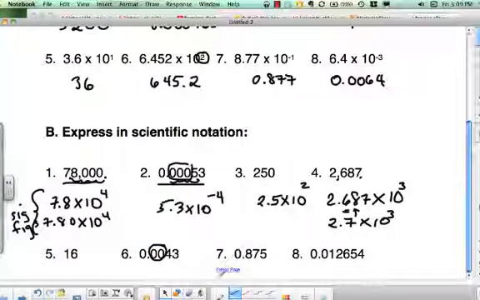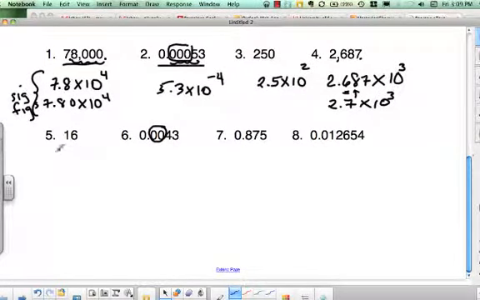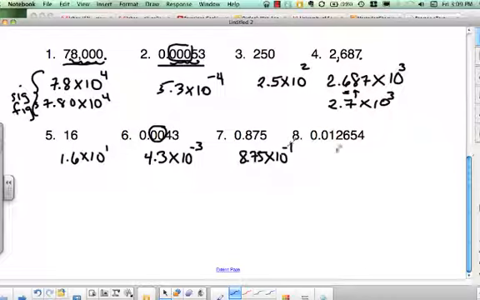All right? And then for number 5, 1.6 times 10 to the 1st. Number 6, 4.3 times 10 to the negative 3, so 1 more than the number of zeros. 8.75 times 10 to the minus 1. And then this last one, 1.2654 times 10 to the minus 2. I had 1 zero here, so this is 1 more than the number of zeros.